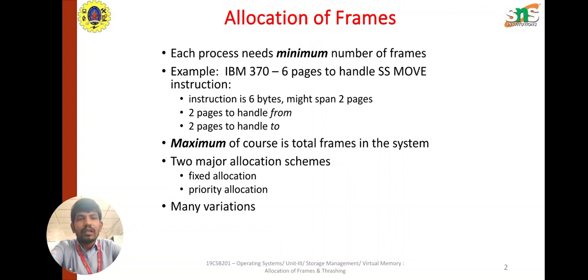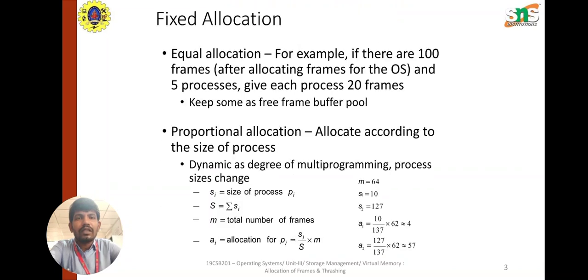We have two major allocation schemes in allocation of frames: one is fixed allocation and the other is priority allocation. There are many variations, and we will see fixed allocation now. Fixed allocation means equal allocation. For example, if there are 100 frames and 5 processes, give each process 20 frames. This is the fixed allocation, and it keeps some frames as a free frame buffer pool.